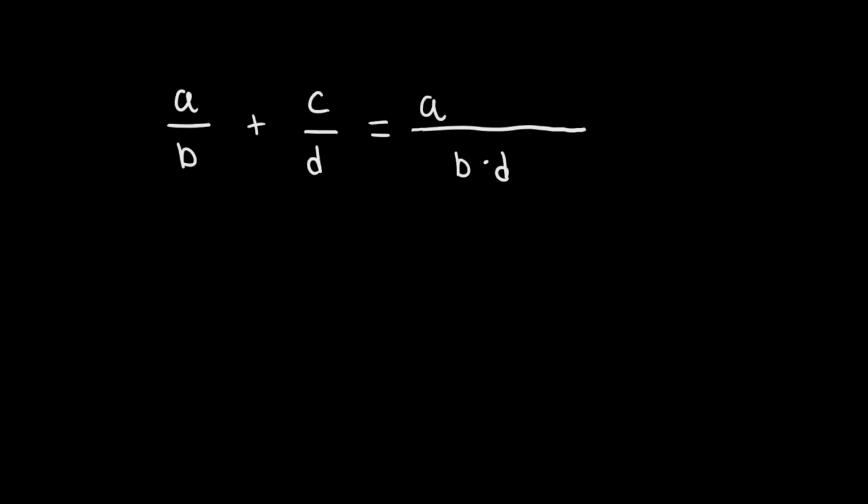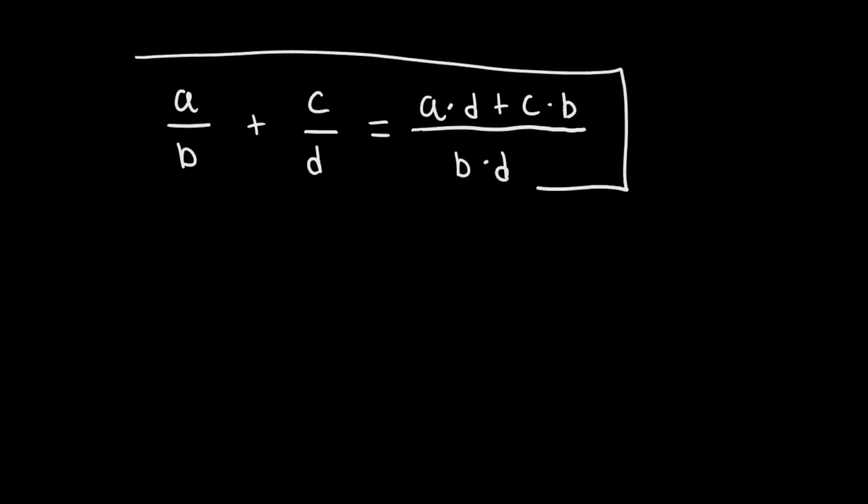So the general rule, whenever we have some A over B plus C over D, we multiply denominators, so B times D, and then we take the first numerator, which is A, and we multiply it by the second denominator, which is D. And then we add the second numerator, which is C, and we multiply it by the first denominator, which is B. So this is the general rule for the sum of two fractions.